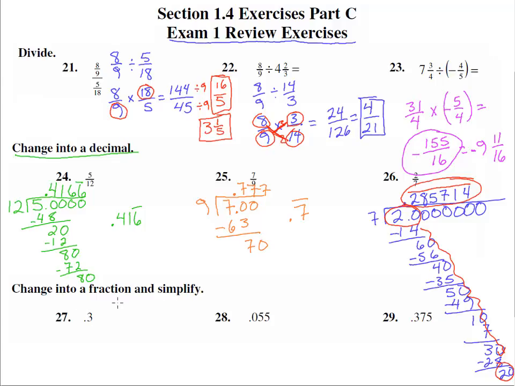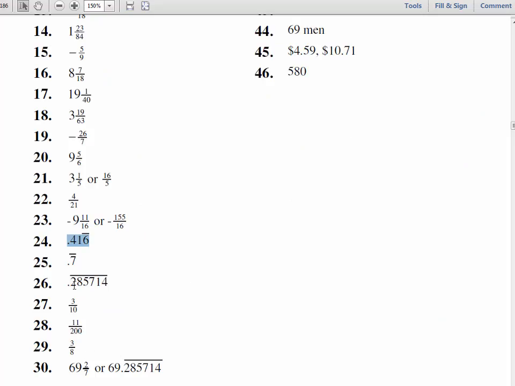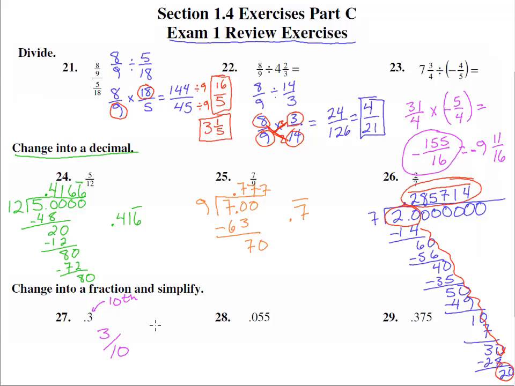Change into a fraction and simplify. This 3 is in the tenths column. So that's what we do. It's 3 tenths. And it can't be simplified. Let's double check our answer. Indeed, 3 tenths.